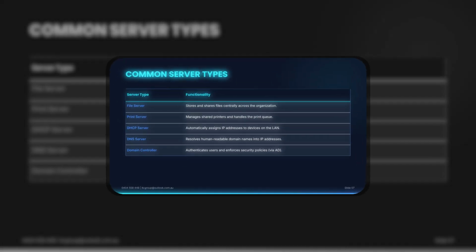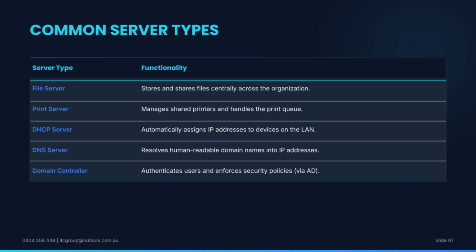Let's talk about servers, because the domain controller is one type of server, and there are several others an organization typically runs.